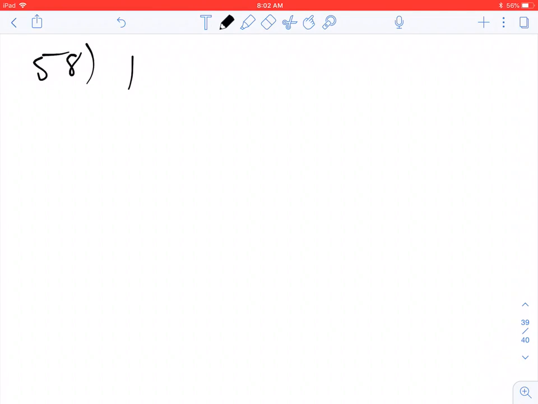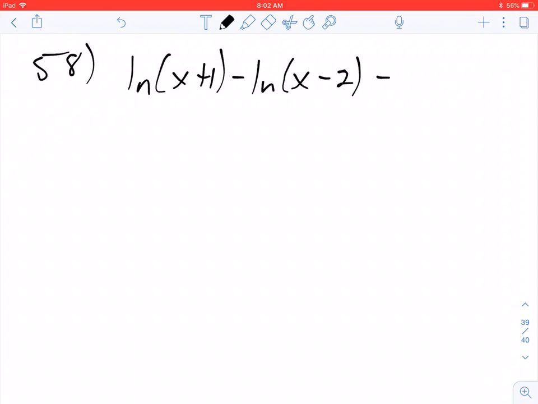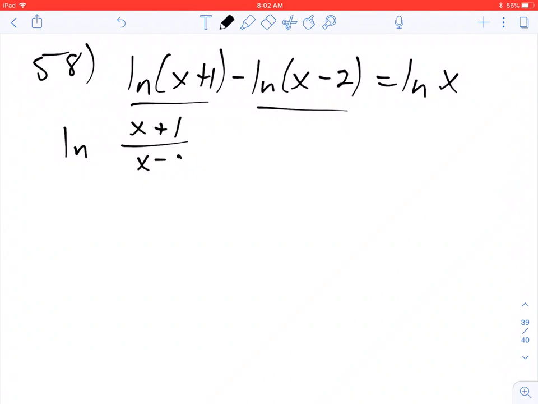Number 58 is the natural log of x plus 1 minus the natural log of x minus 2 equals natural log of x. Now we're going to utilize the quotient property first. We have two things that are being logged, and so we can combine those into one natural log, like this.